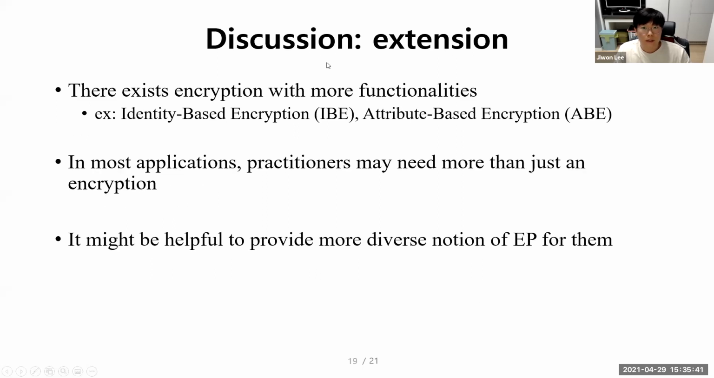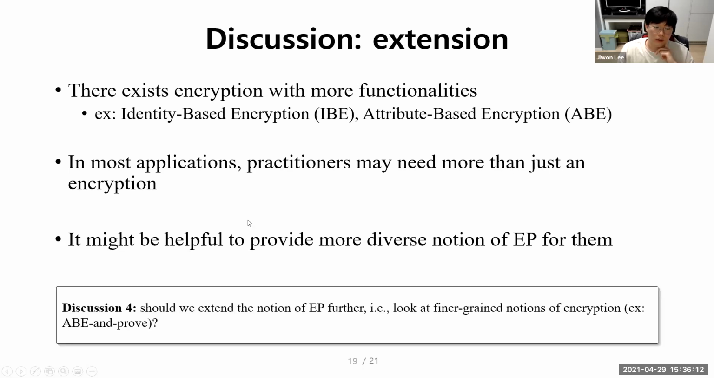And the other one is an extension of the encryption. Maybe if we think more about the encryption, there certainly exists some kind of encryption with more complicated and advanced functionalities, such as identity-based encryptions or attribute-based encryptions. So in most applications, practitioners may need more than just an encryption and use these kinds of advanced encryption for their application. So it might be really helpful if we can actually provide a more diverse and finer-grained notion of the Encrypted Improve, such as IBE Improve or ABE Improve in the future. So discussion number 4 is, should we extend the notion to something like that?